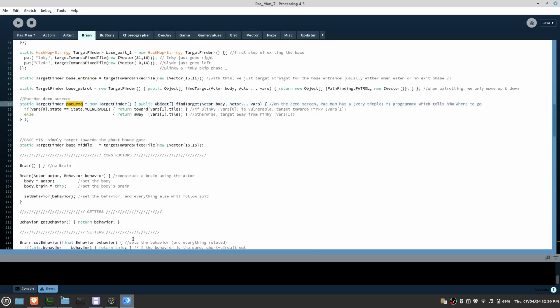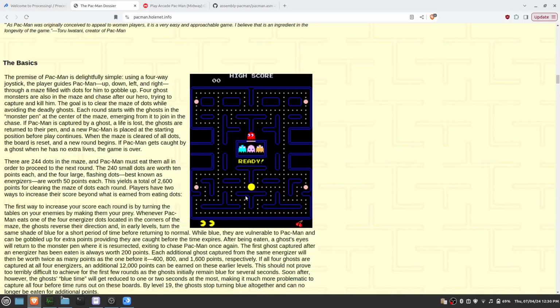Oh yeah, the Pac-Man demo. That's right. Because oddly enough, unlike most arcade titles where they would show the demo as just a preset set of movements.